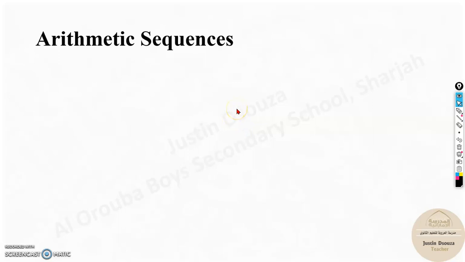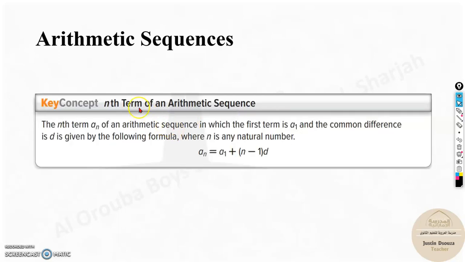First is arithmetic sequences. Now, the nth term of an arithmetic sequence. You might remember going through the point slope formula in previous grades and classes. The point slope formula is something like this: y minus y1 equals m times x minus x1. A similar formula is used to derive the arithmetic sequence formula as well.